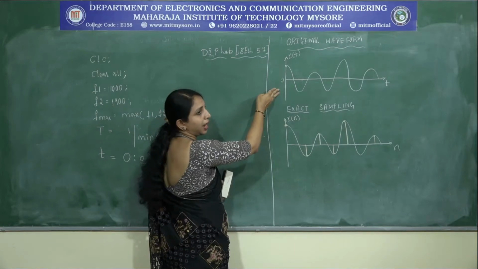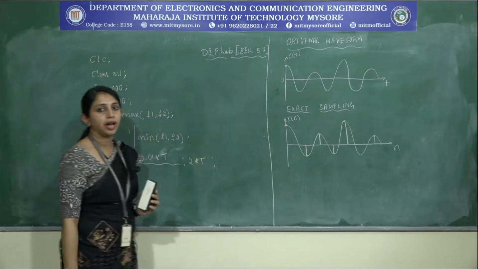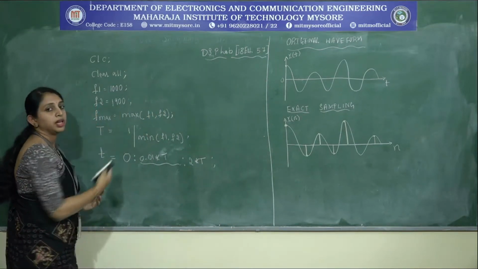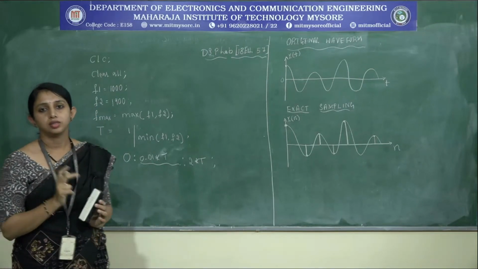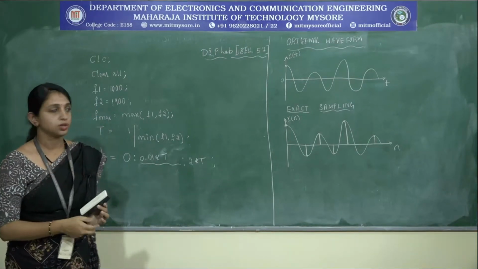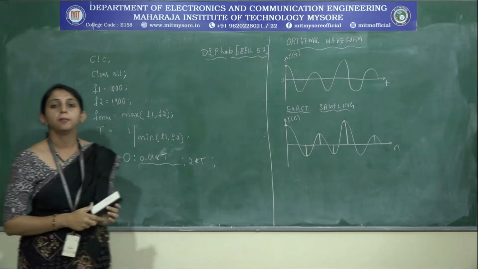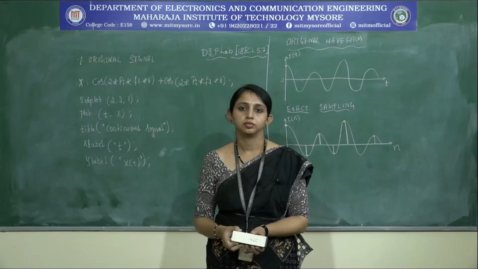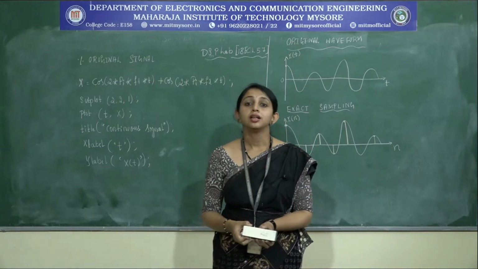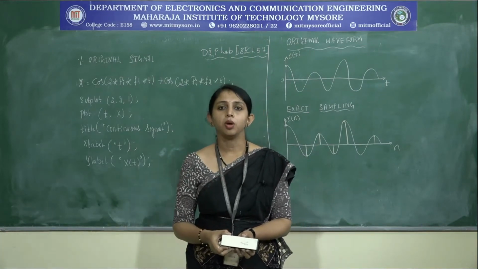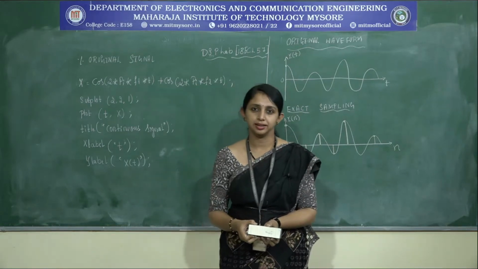So it is nothing but a random wave. Why are we getting a random wave? Because we are adding two cos waves. I'll write a program for that. These are just the parameters which are needed for plotting of the waveform. Now let us see the second part of the program, how to plot an original signal.